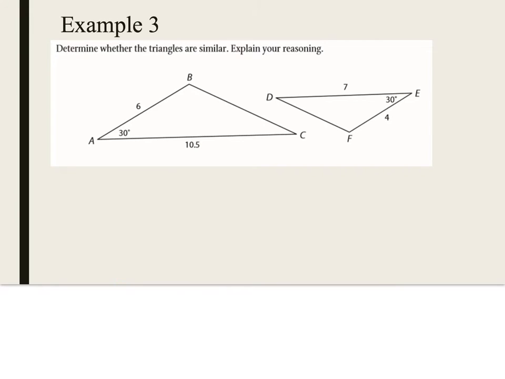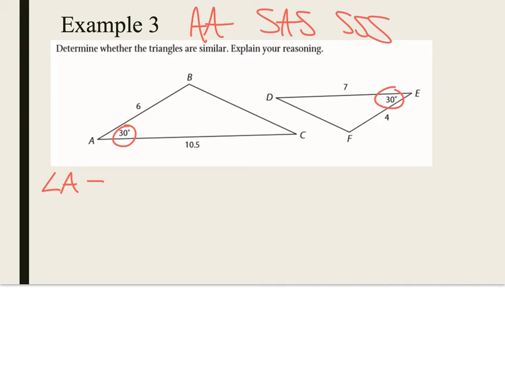Okay, example 3. They want us to determine whether the triangles are similar. So we are looking for angle-angle, or side-side-side, in order to prove that. The first thing I would spot is that we definitely have an angle, because angle A is congruent to angle E. So we have one angle. There are no other angles listed or marked the same here, so angle-angle is probably out. Side-side-side is probably out because we only have 2 numbers on each triangle for side lengths.